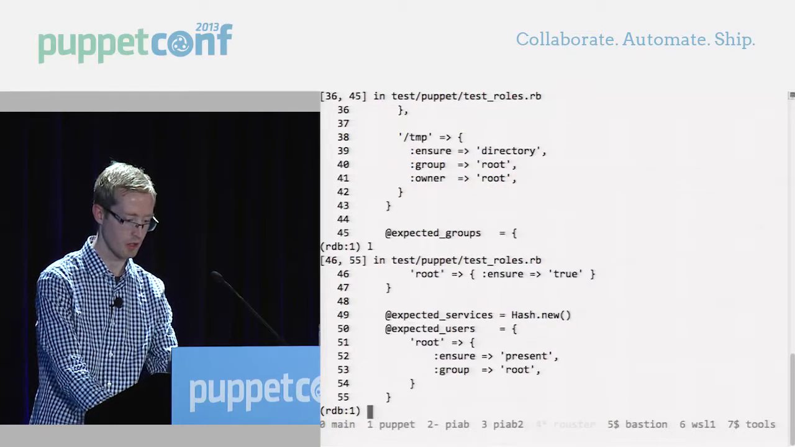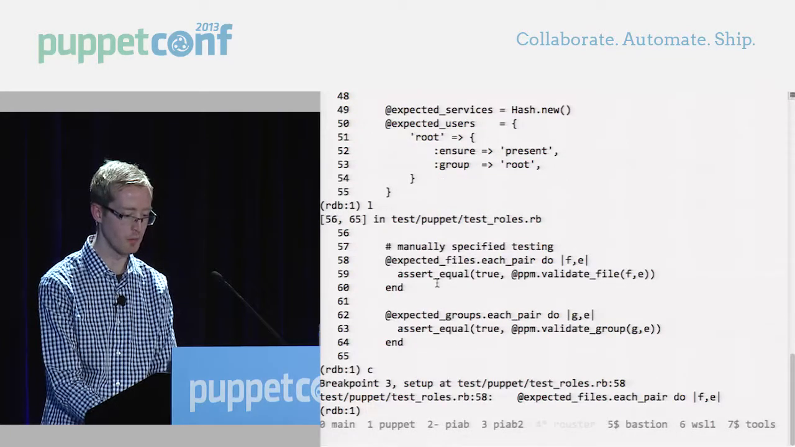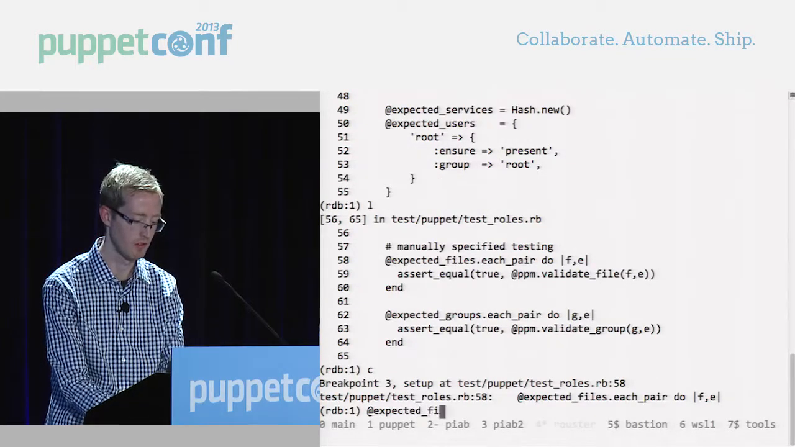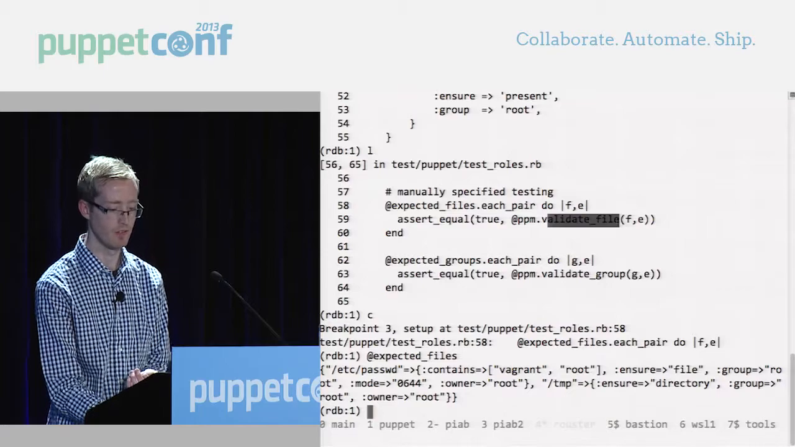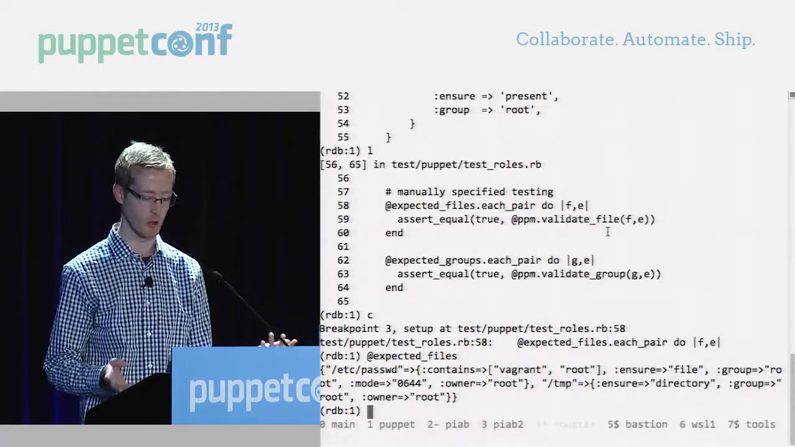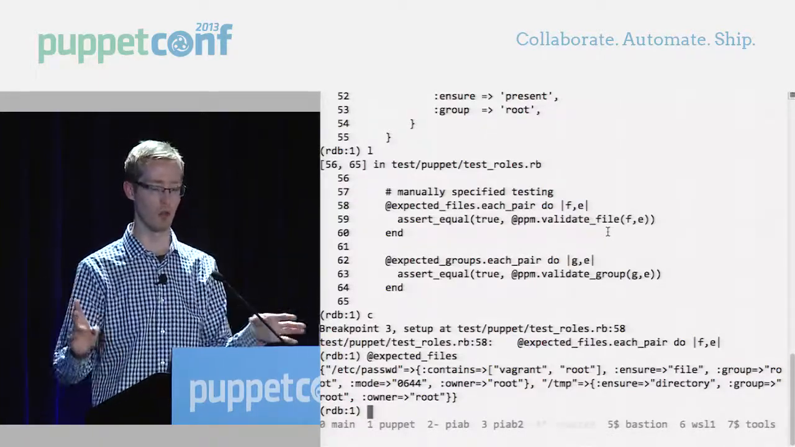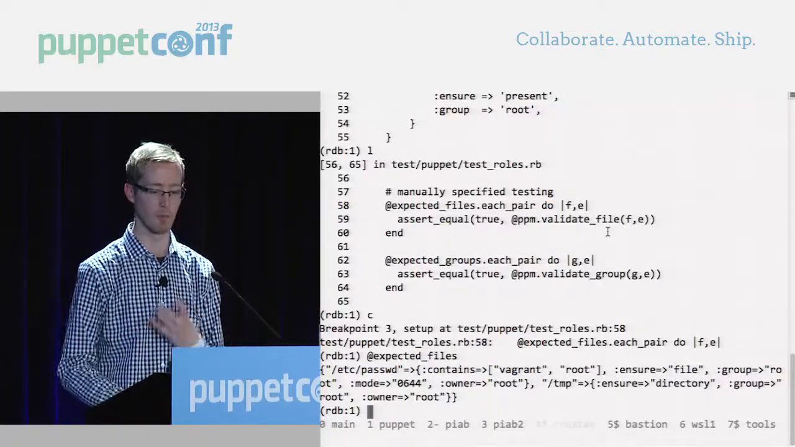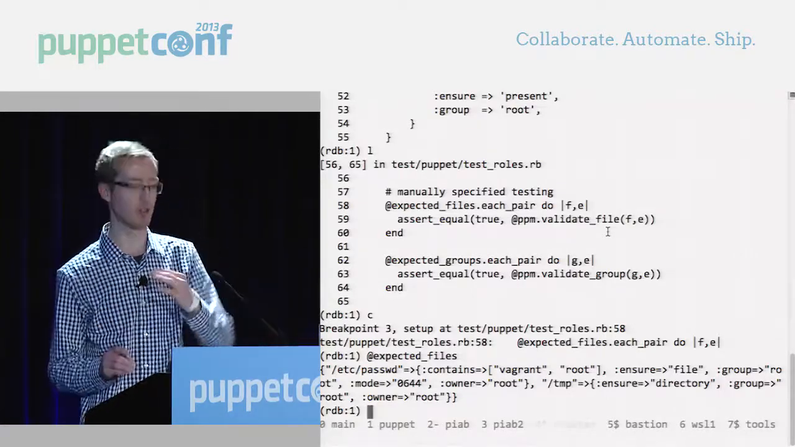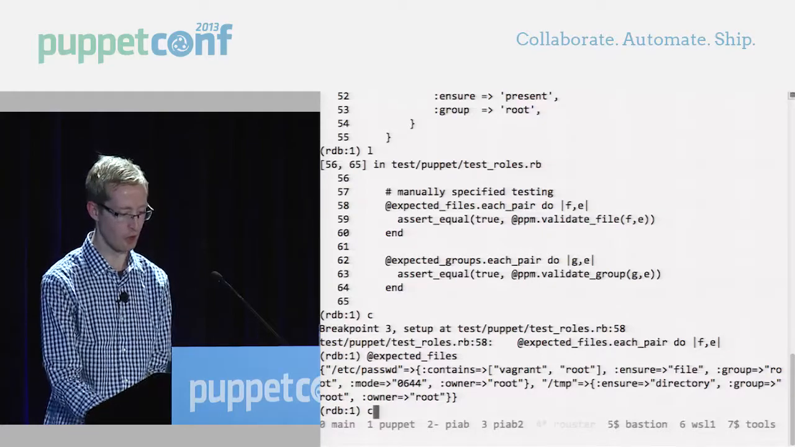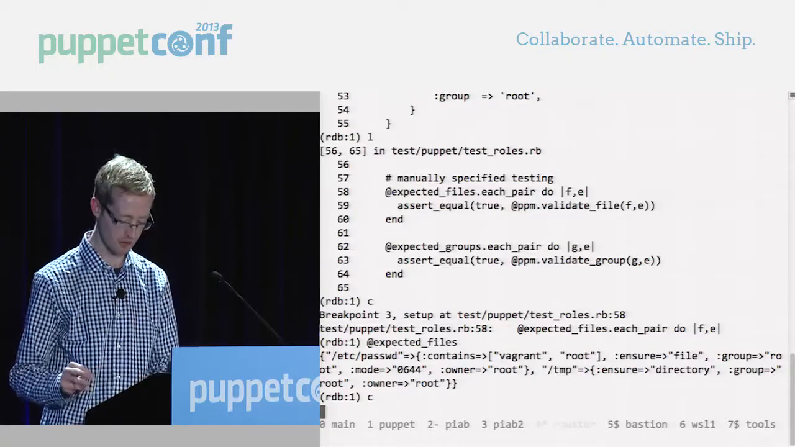And let's see, expected groups. OK, I think that's all I wanted to talk about there. But now what you can see on line 58 is we have the expected files. And now what we do is pass them into a method called validate file. We pass the file name and then the list of expectations. And Rouster goes and runs all these commands to make sure that these things are true or false and returns the value. It abstracts all of that work away from you. You tell us what you want or what you're expecting, and we'll tell you whether or not it's true. So we can do that for files, groups, users, services, and ports.